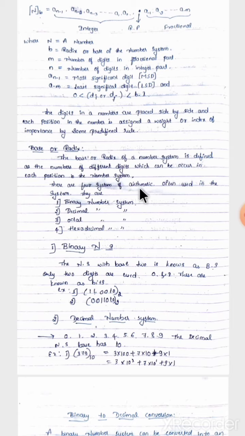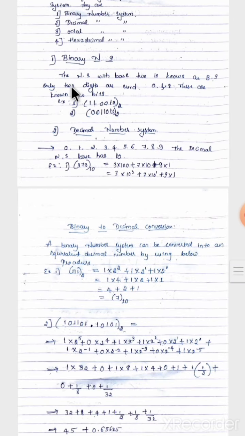There are 4 systems of arithmetic often used: the binary number system, decimal number system, octal number system and hexadecimal number system. Okay, these are 4 types of number system. Let us see one by one. Now the first one is the binary number system. So what do you mean by the binary number system? The number system with base 2 is known as the binary system. So what do you mean by the base here?